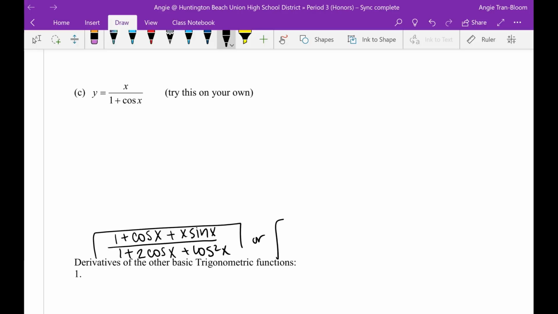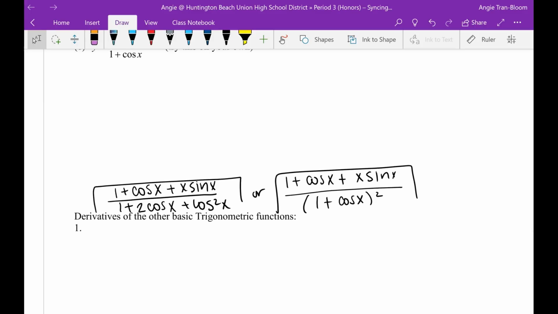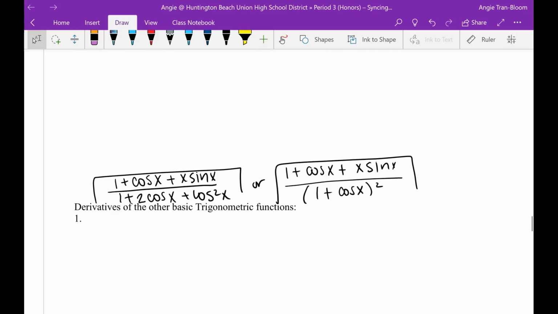Or I will also accept this on an assignment: 1 plus cosine of x plus x times sine of x, all over the unfactored form of this. Either one is exactly the same. The one on the left is just that some of you like to FOIL things out all the time, and the one on the right you don't have to because it's not going to cancel anyway.